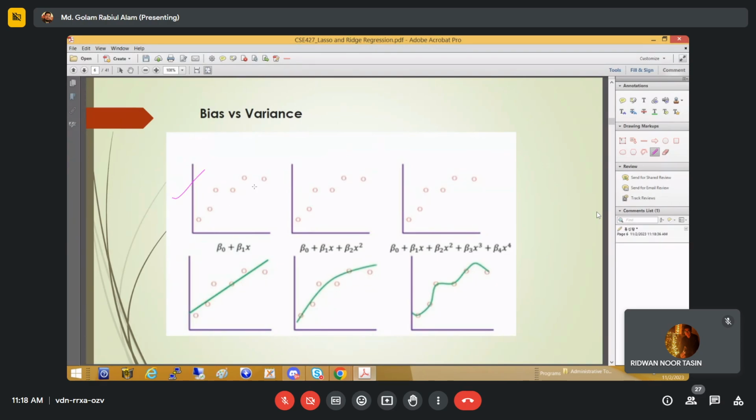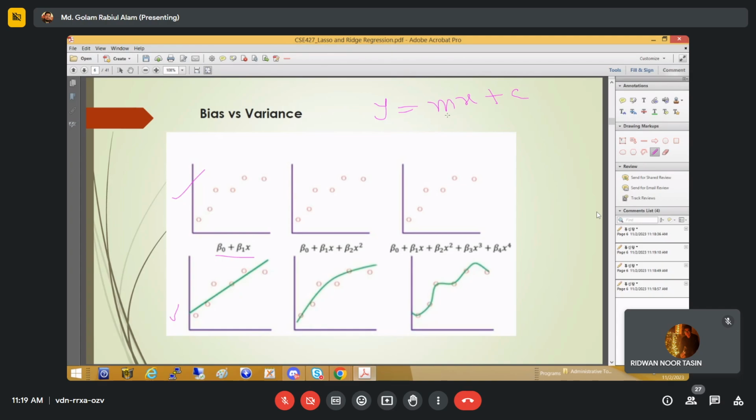Then we can train different kinds of models. One is just the linear model, that means we fit a linear line, just a straight line. The equation of the model is usually beta 0 plus beta 1x. That is like y equals mx plus c, the straight line equation.